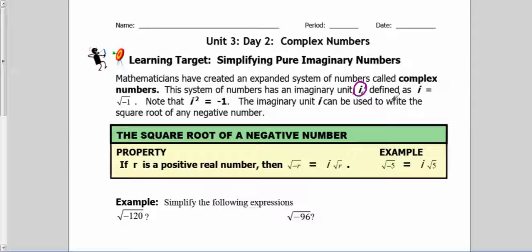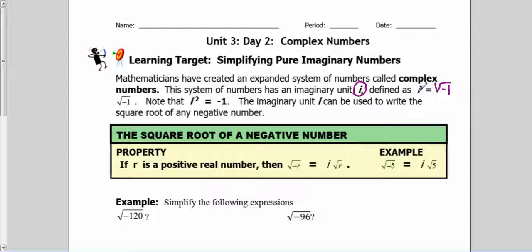I came up because we needed to know the square root of negative numbers. If you think about it, the square root of negative 1 can't be positive 1 because 1 times 1 is 1. And it can't be negative 1 because negative 1 times negative 1 is also positive 1. So mathematicians invented this new number, which is i. i is equal to the square root of negative 1, and you can use i to write down the square root of any negative number.